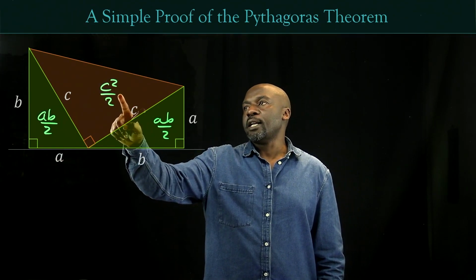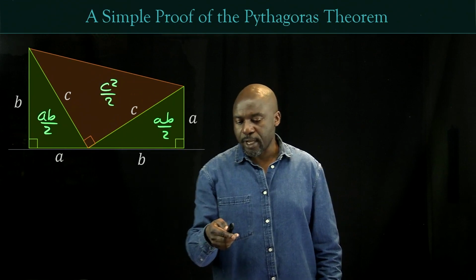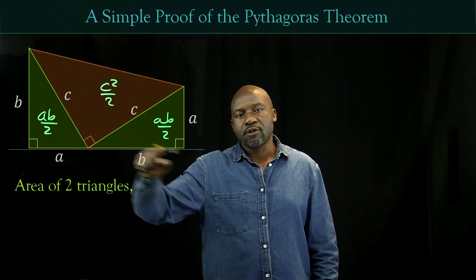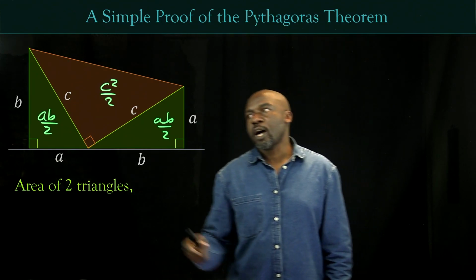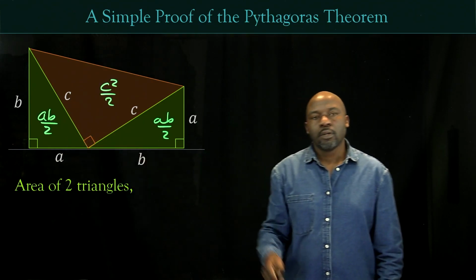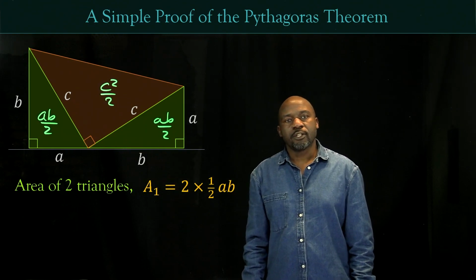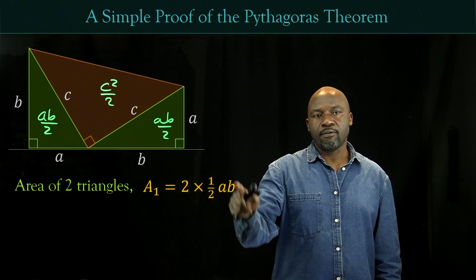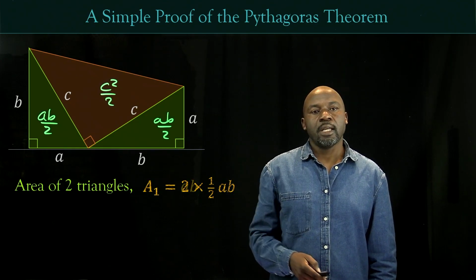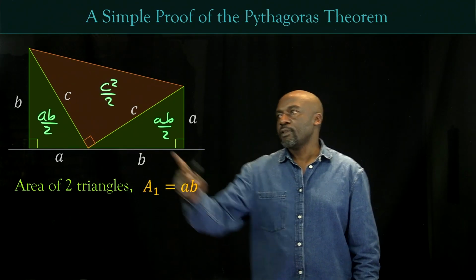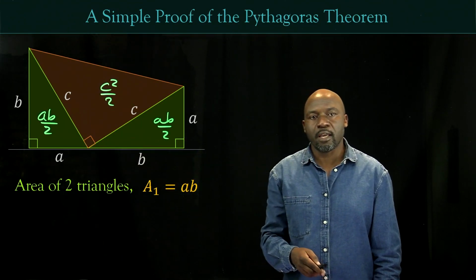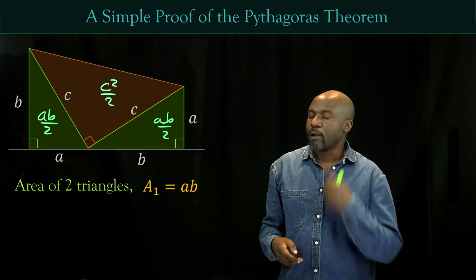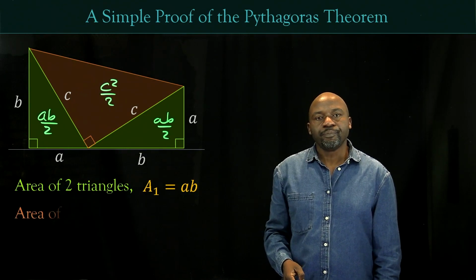And then I have to add a half C squared. Okay, like this. So first, the area of the two green triangles must be twice AB over 2. That is 2 times AB over 2, and that is simply AB. So this plus this is going to give me AB, and the area of the half square is, of course, a half C squared.